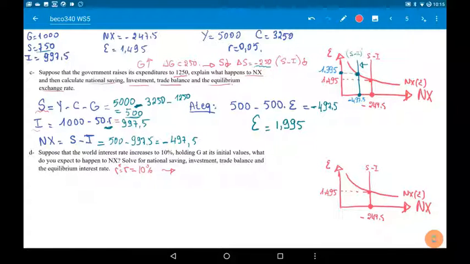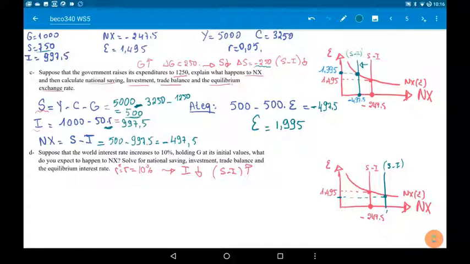First, if R increases, investment levels will decrease. If investment levels decrease, S minus I will increase. This will shift the S minus I function to the right. As you can see, the equilibrium exchange rate decreases and the net exports will increase.